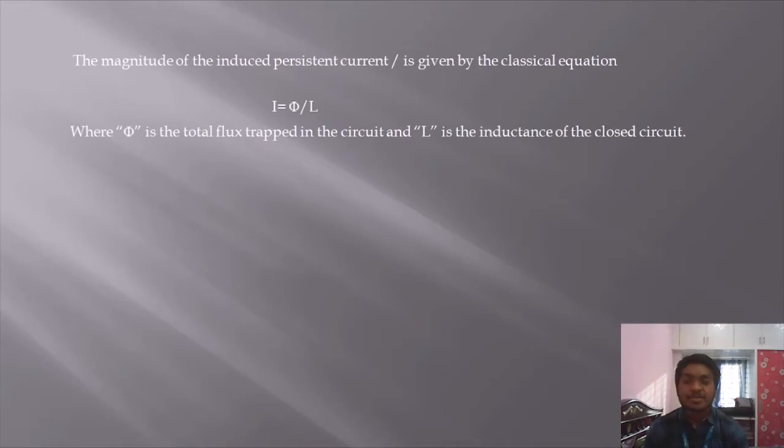The equation of current: the magnitude of the induced persistent current is given by the classical equation I equals phi divided by L, where phi is the total flux trapped in the circuit and L is the inductance of the closed circuit. I equals phi by L is the basic equation we derived. This is the first equation derived in this video.